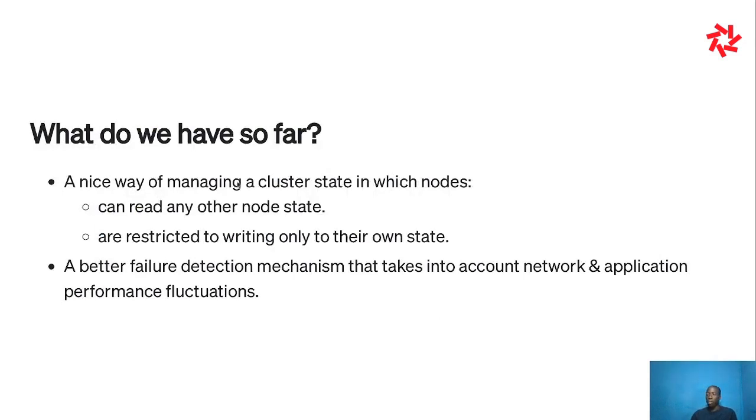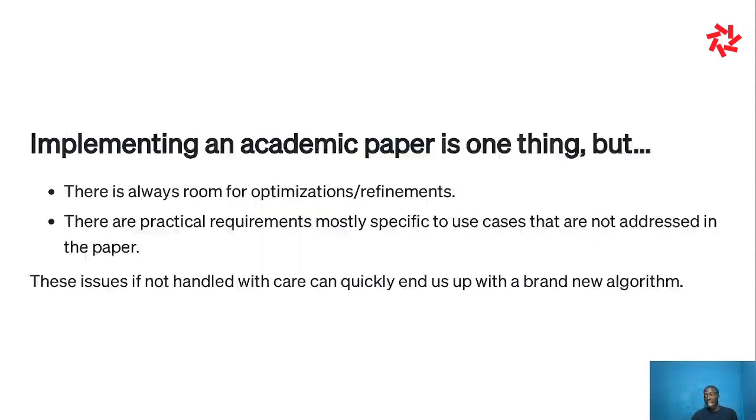So what do we have so far? We have a nice way of managing a cluster state in which nodes can read any other node state, and nodes are restricted to writing only to their own states. We also have included a better failure detection mechanism that takes into account network and application performance fluctuation.